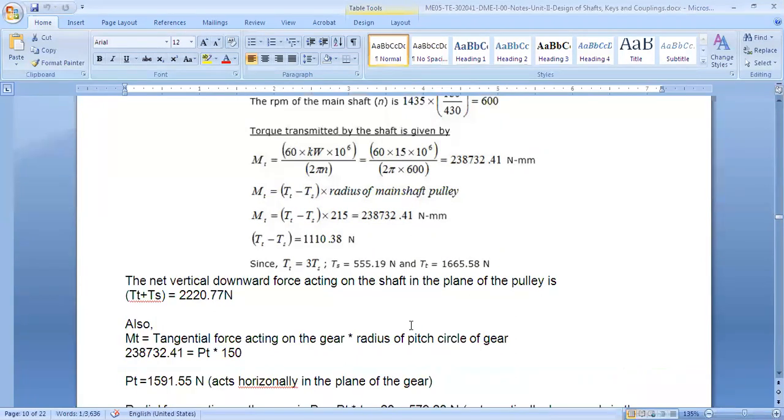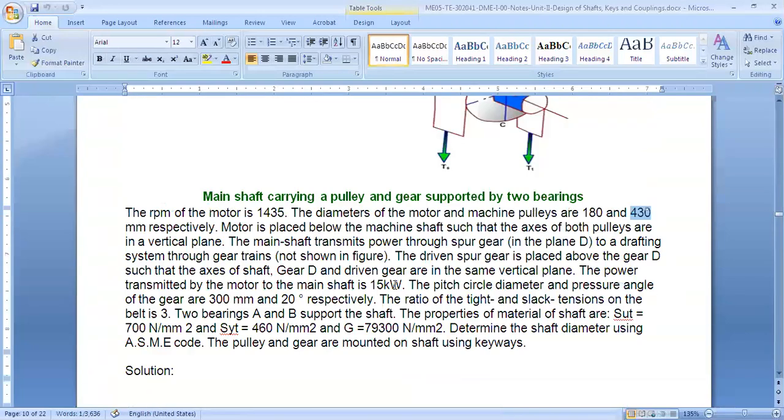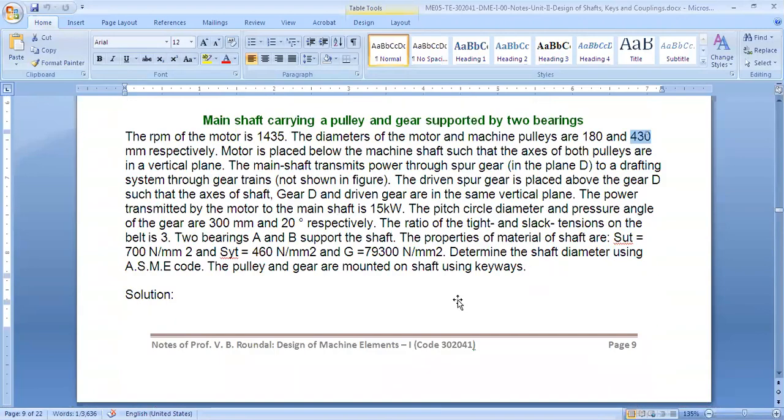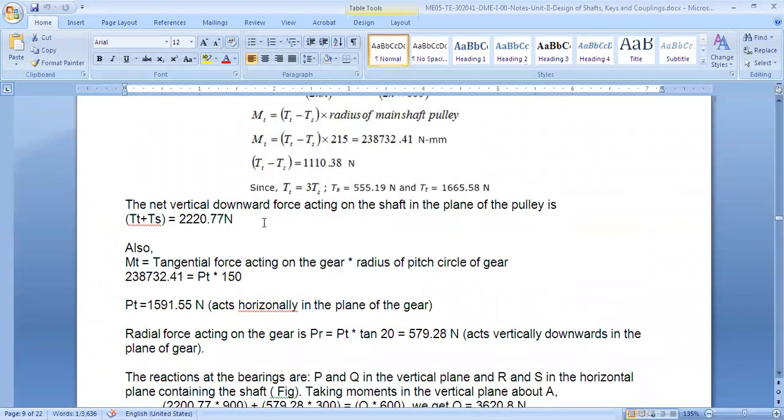Right. Now we know the tensions on the tight and slack side, but both the tensions are downwards. So they will add, as we have seen in the last example also. These tensions will add, and we will have a resultant downward load at the pulley of 2220.